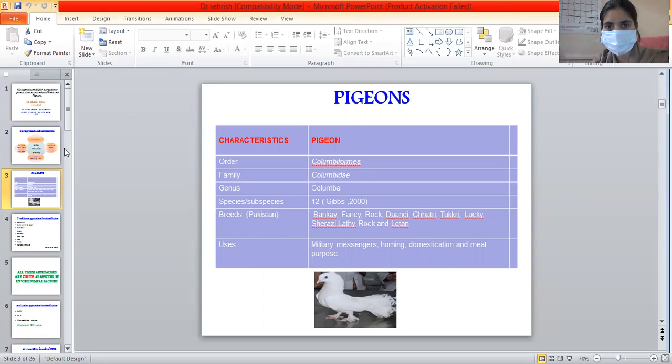Now, this slide shows a little bit of introduction about the pigeon, what the pigeon actually is, and this is the taxonomical information regarding the pigeons. Pigeons belong to order Columbiformes, the family is Columbidae, and the genus is Columba. So far, there are 12 subspecies in Pakistan that have been characterized phenotypically by the bird breeders.